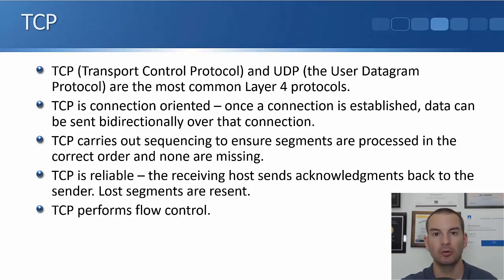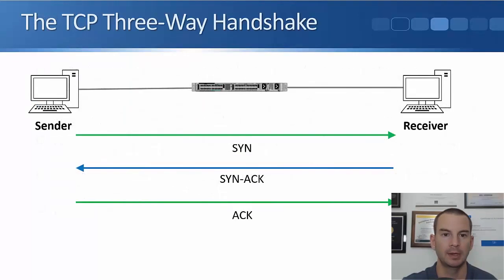TCP can also perform flow control as well. So if the sender is sending at a rate too high and the receiver can't handle it, the receiver can signal back to the sender telling it to slow down. So TCP, it's a connection-oriented, reliable protocol.